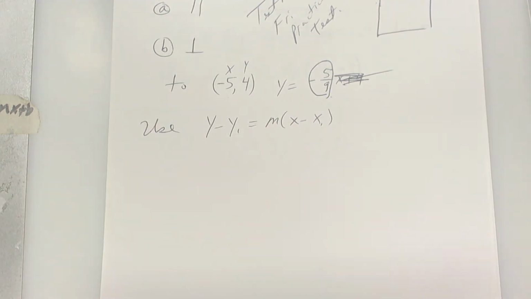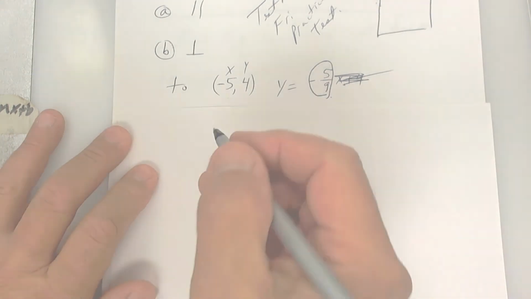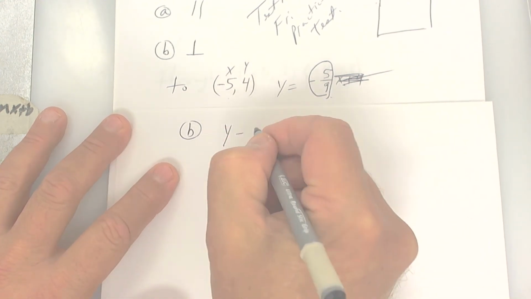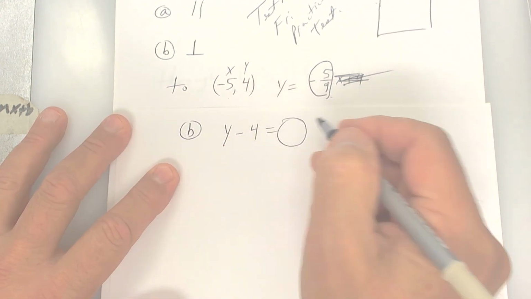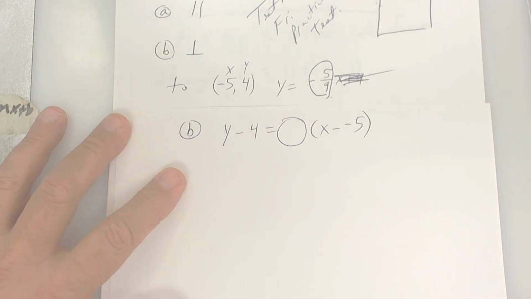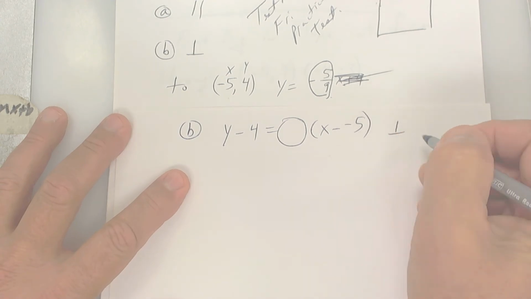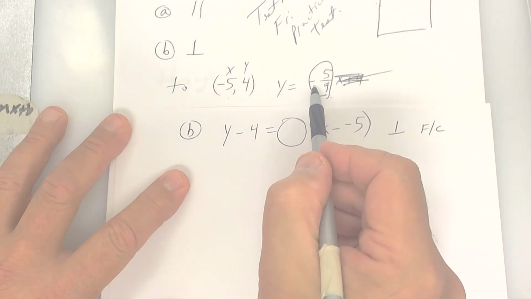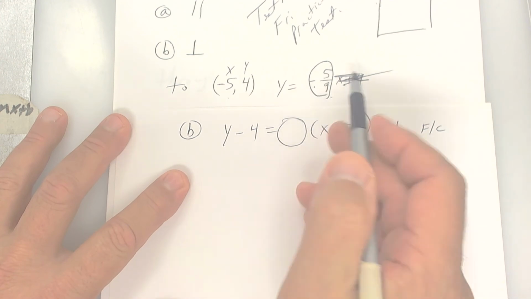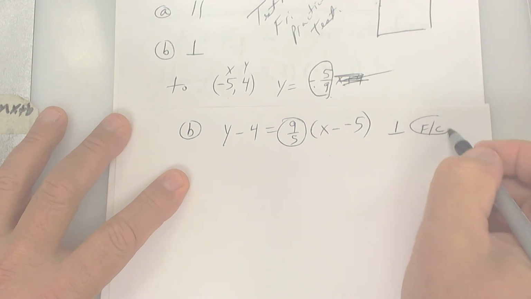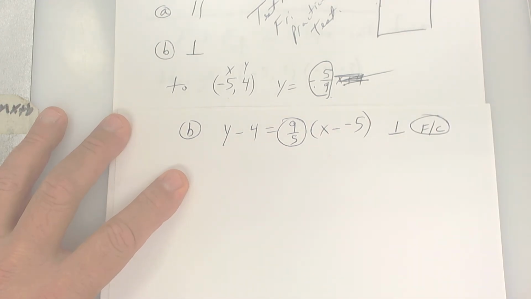Next, this one right here says perpendicular. So you're going to take B, you're going to say y minus your y equals your slope, and then x minus your x. So everything stays the same, but when it's perpendicular, you have to flip and change. So if I change it, it becomes a positive, and if I flip it, it becomes 9 over 5. Make sure you understand that. Flip, change, put a star by that.